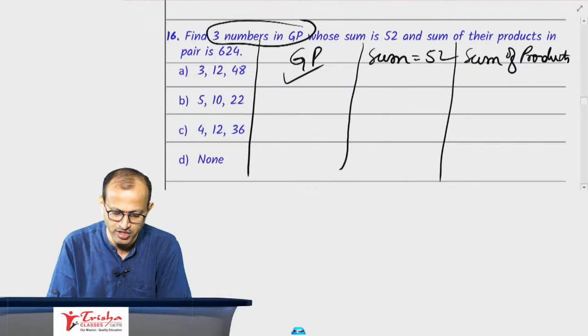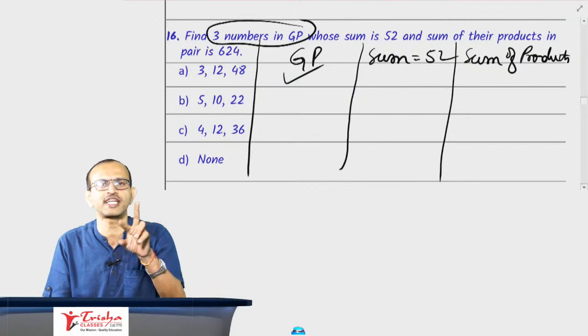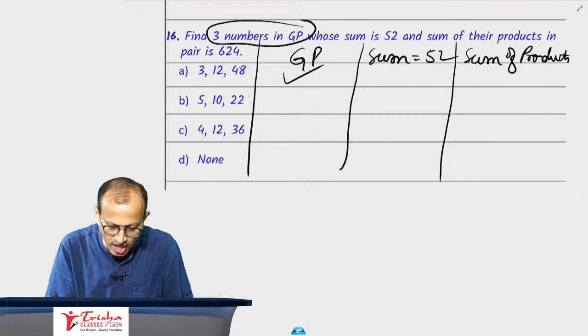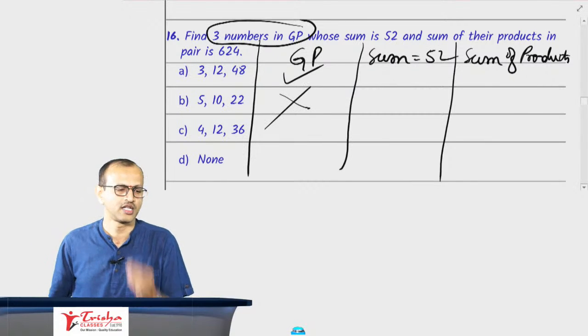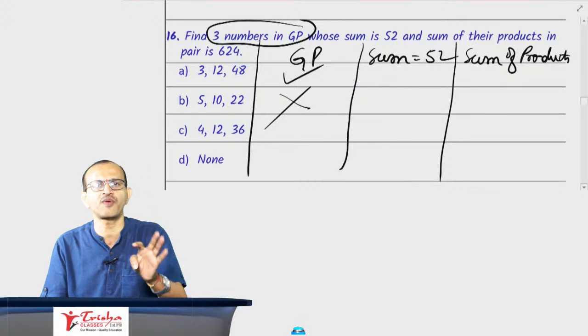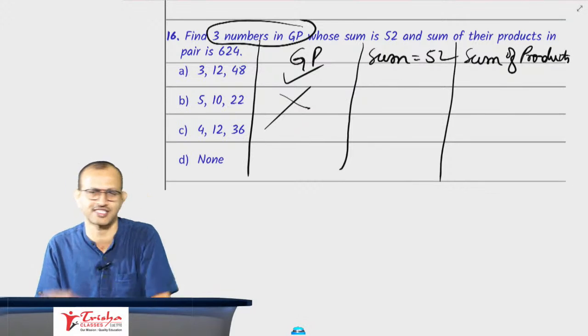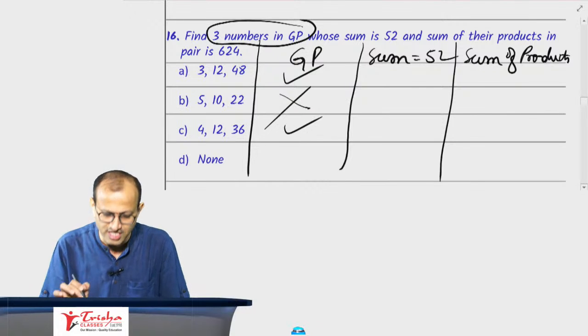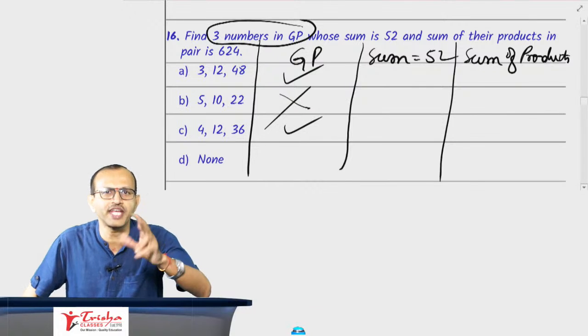Next. 5, 10, 22. 5 2s are 10, 10 2s are 20. No, not correct. Gone. Option B, gone. Option C. 4 3s are 12, 12 3s are 36. Correct. Now, only between A and C.